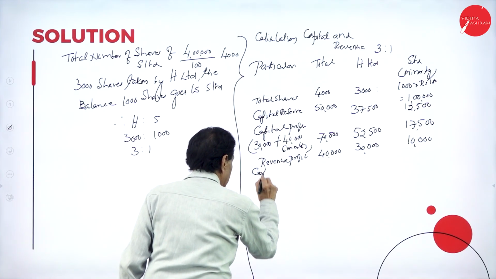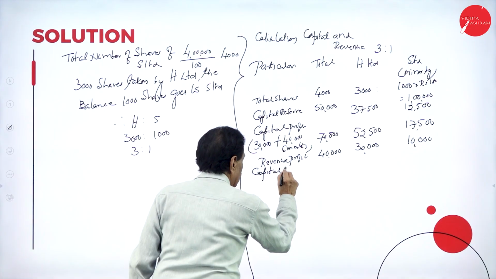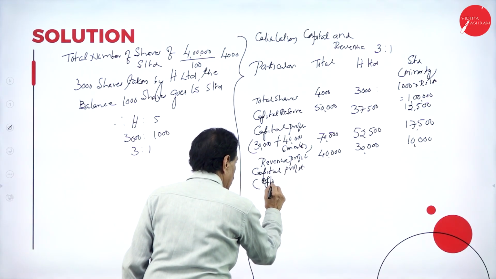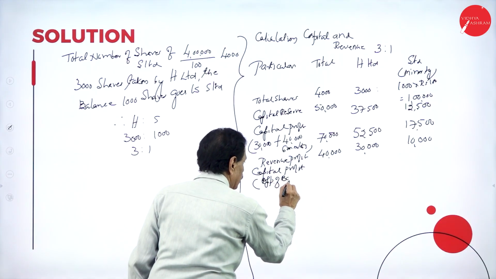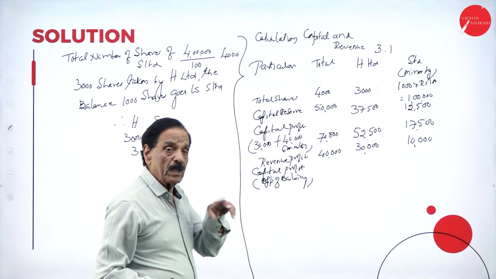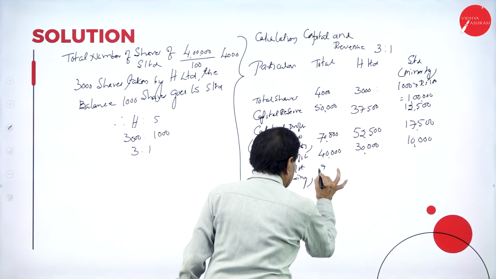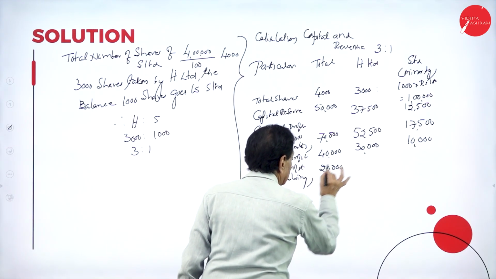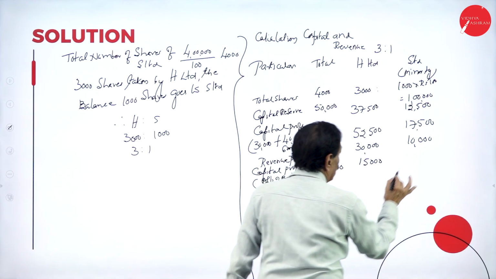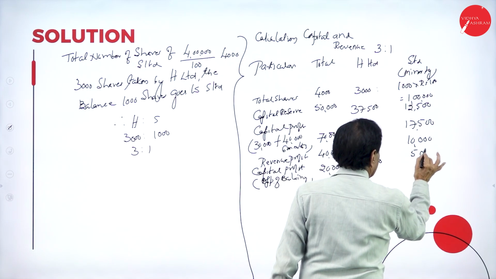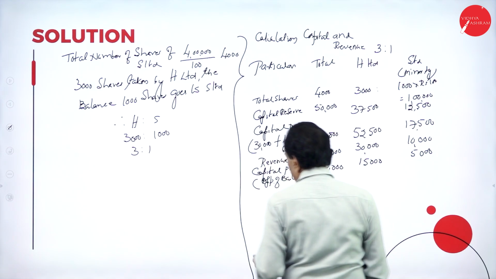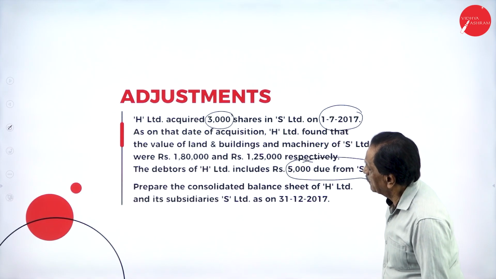Capital profit, appreciation of building. So 1,60,000 becomes 1,80,000, means 20,000. Share 15,000 to H Limited, 5,000 to S Limited. This goes to this. Hope you understand. Because appreciation. What is the next one?